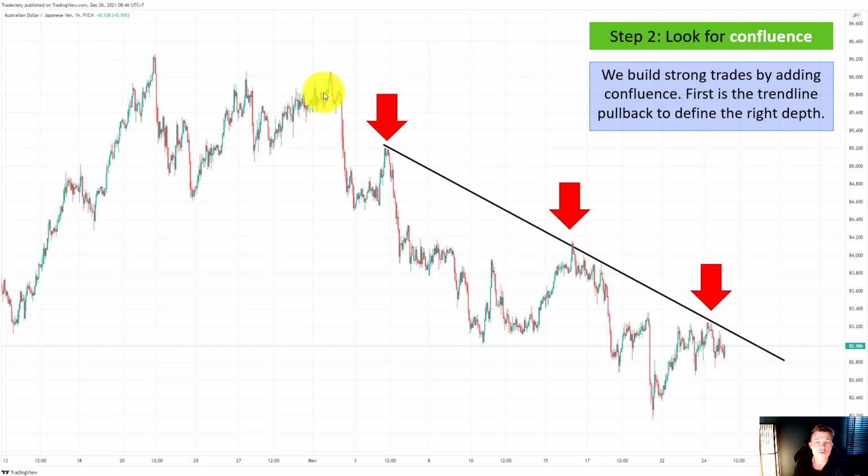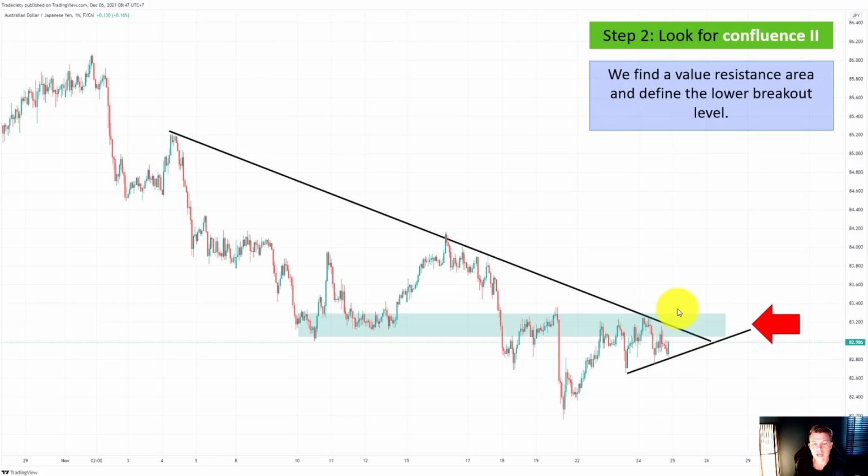We can also look for confluence. Confluence in this case comes in the form of a trend line that we can very nicely apply here by connecting the highs, and then we get some nice areas of confluence. We get more confluence when we look closer into value areas. Previous support turns into resistance, and it is also resistance here at the trend line. We also have a very nice trend line here on the lower end, so we can see that the market is consolidating in this triangle.